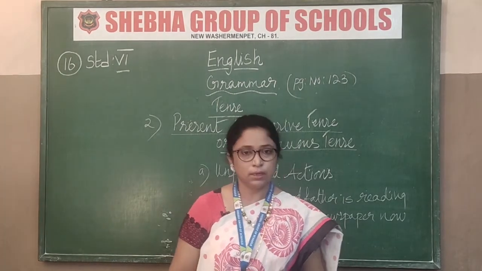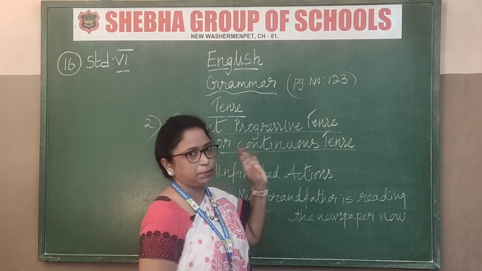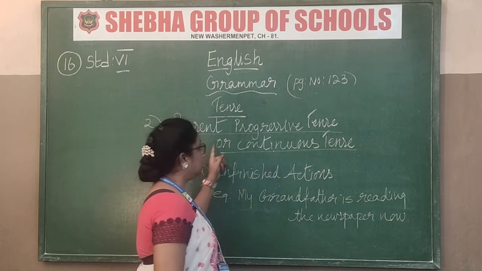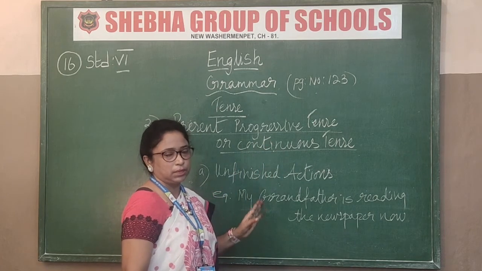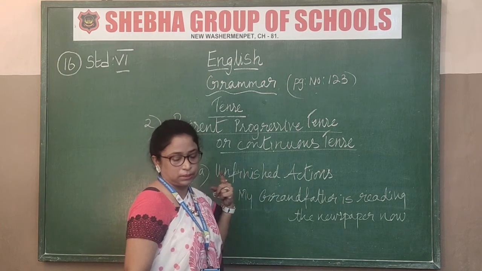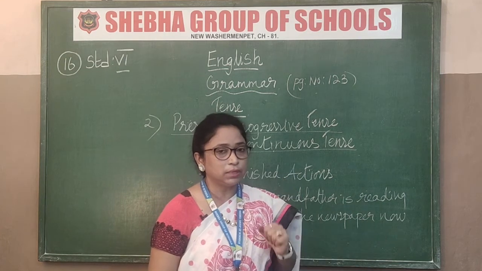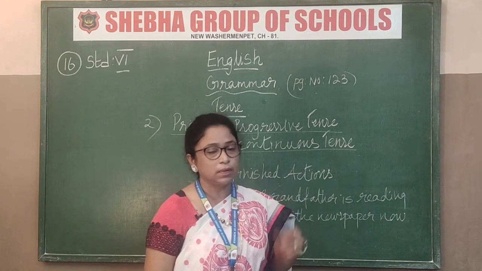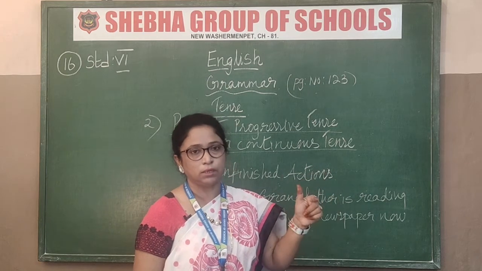Now the next topic. First we learnt about simple present tense. Now this is present progressive tense or continuous tense. The name is the same, progressive or continuous is the same. Now what is this continuous? How can we find out whether this is a progressive tense, continuous tense or simple present tense? Simple present tense I told you already. Now what is progressive or continuous? You want to know, no?